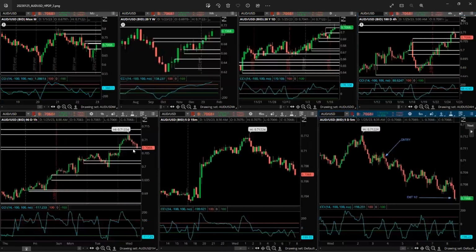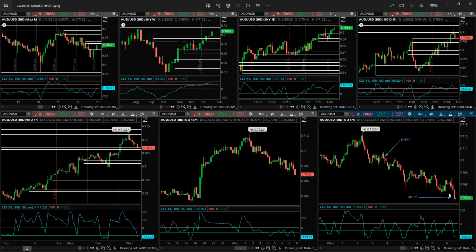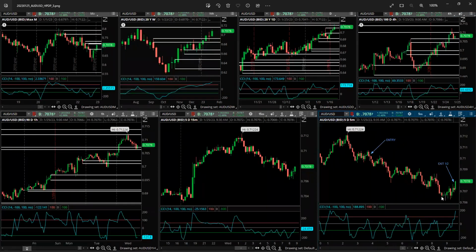And this took quite a long time, but it got to the first target over here. And then I saw that it was going to bounce and go up from this area. So basically, once I saw this is it, it's not going further down from here, I exited the second half of the trade. So this is just to give you an example of the levels. You can see the levels where I'm getting in and where I'm getting out, where I'm putting targets exactly ahead of time, all mapped out.